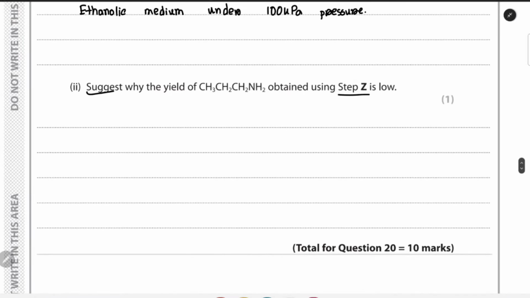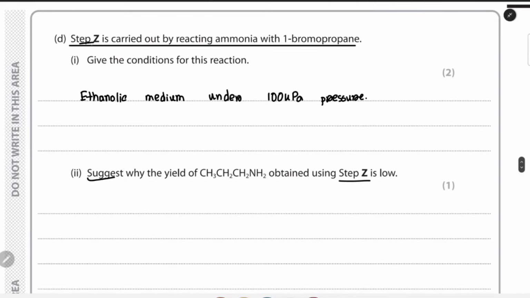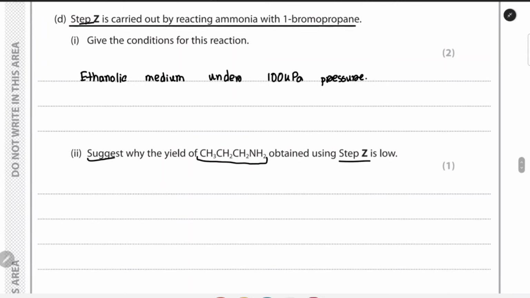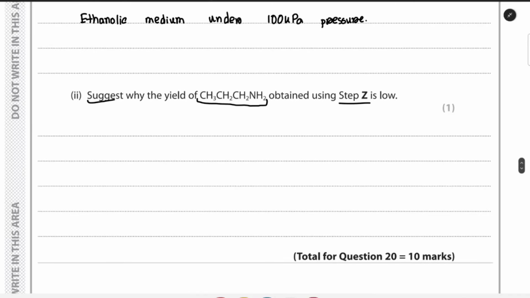However, if the reaction goes on, the step can repeat over again with the primary amine, forming secondary amines, tertiary amines, and ammonium salt. So a secondary or tertiary amine may form.